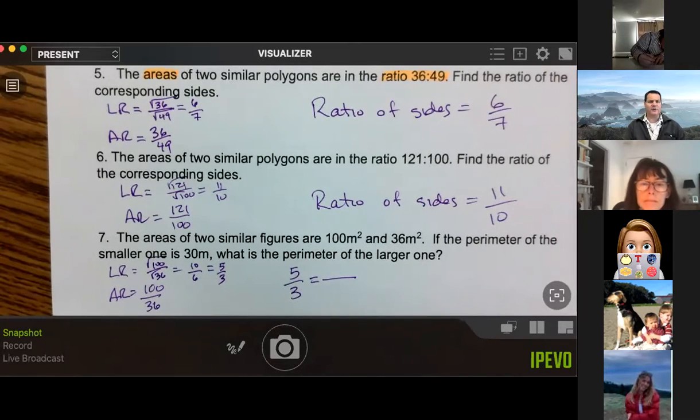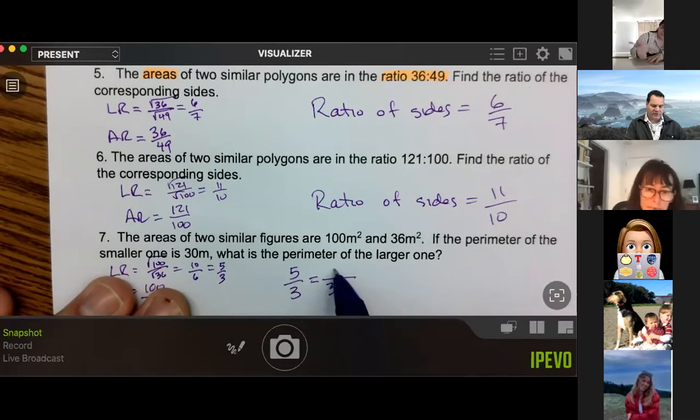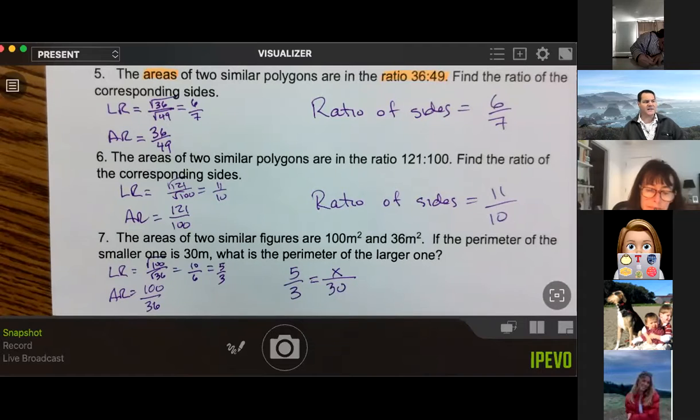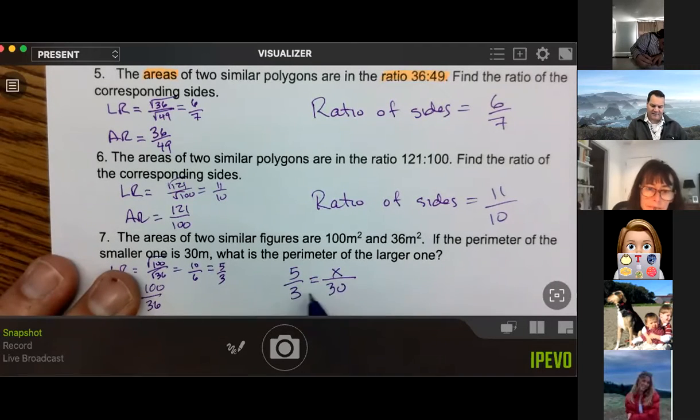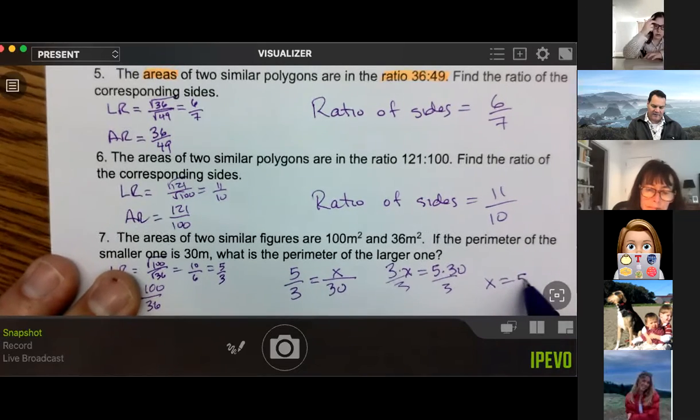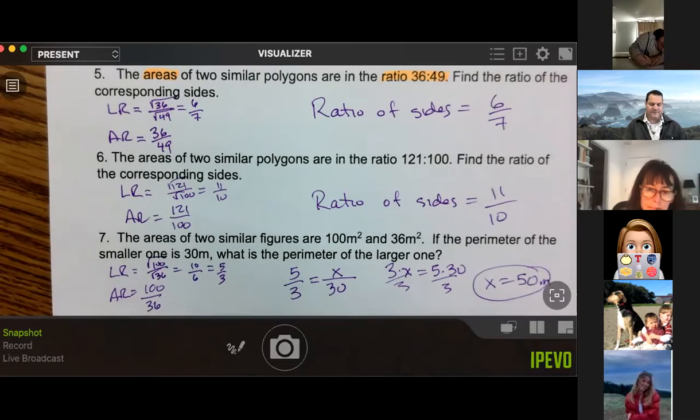And I need to figure out whether that 30 belongs on top or on the bottom. It didn't really tell me much about the two figures, but here it says the perimeter of the smaller one is 30. Well, if I put this number on top, because I'm setting it equal to a fraction greater than 1, the denominator will end up smaller, so it won't be the smaller one. But 3 is smaller than 5, so 30 should be smaller than x. And again, I've set these up to be not surprising, but let's do the process. 3 times x equals 5 times 30, divide by 3, x equals 50 meters.